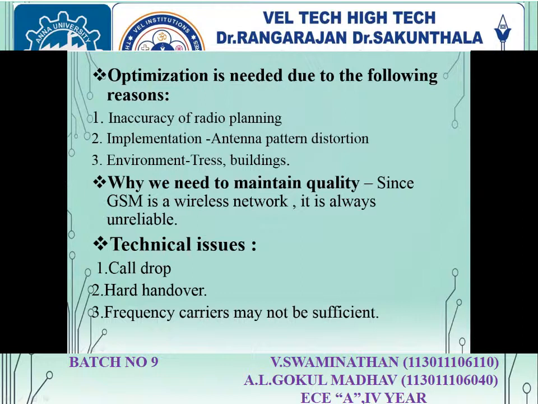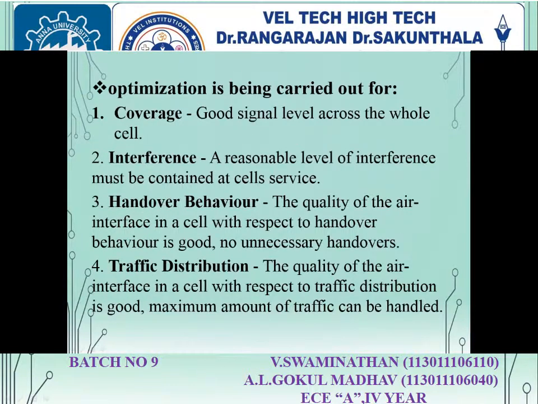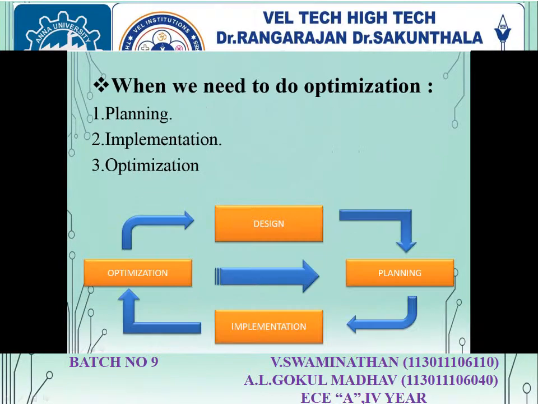Why GSM? GSM is a wireless network, which is always unreliable. What technical issues are we facing? Technical issues like call drops, handover failures, and frequency carriers that may not be sufficient. RF optimization is carried out for the following reasons: coverage, interference, handover behavior, and traffic distribution. When we need to do optimization, first the RF engineer should do the planning, then implementation. After implementation, we have to do the optimization.